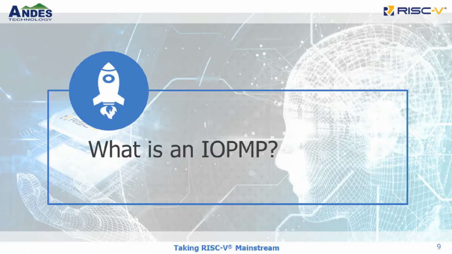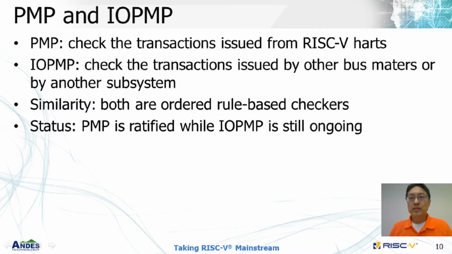So what is an IOPMP really? As we saw in the previous slides, we need both PMP and IOPMP to cover all transactions running on a platform. PMP is for the RISC-V hart and IOPMP is for the other bus masters. They basically do the permission check in a similar way, one rule by one rule, according to the priorities. That is, they are ordered rule-based checkers. The PMP spec has been ratified and the IOPMP spec is still ongoing.